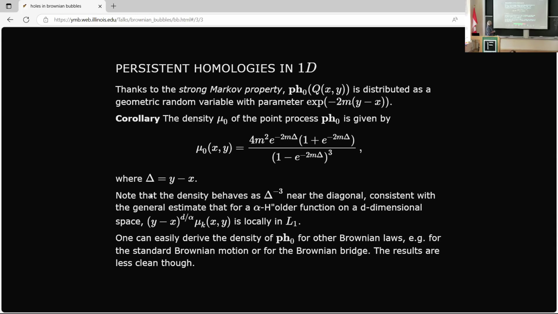Oh, sorry. Yeah. So for each x and y, the content of this square is a random number, right? Which is distributed as a geometric random variable. From that, we can immediately derive the density by taking expectations and taking partial derivatives.